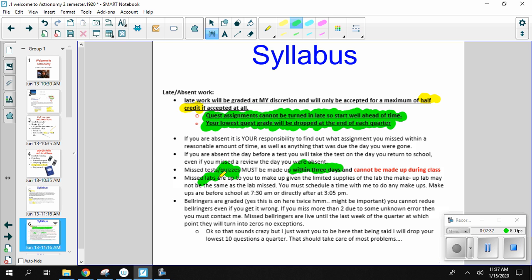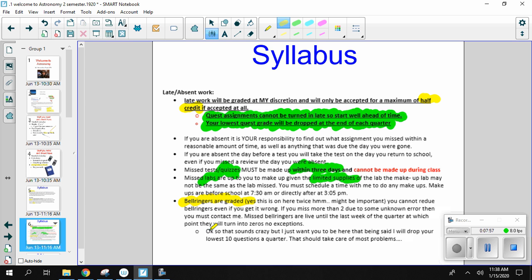Labs, these are limited with our supplies, so if you miss a lab, I will try to have makeup stuff for you, but there's a possibility that the material is no longer available, so if you miss a lab, you miss out. Bell ringers, I told you before, they're graded, and they're every day. That might be important. Try not to miss those.